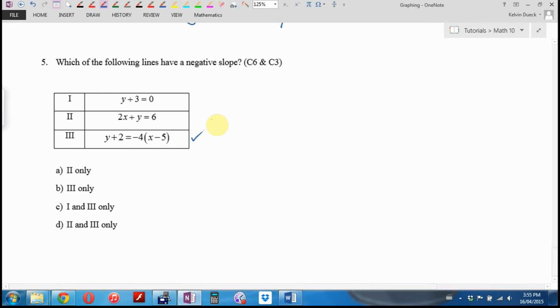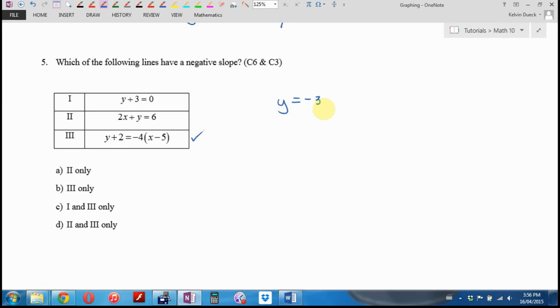Now, let's look at the first one. Is that in slope-intercept form or point-slope? Well, get the y by itself. So this is the same as... Is that a negative slope? Yeah. No. Now, you ready? I paused on purpose because I figured one of you guys would jump in.